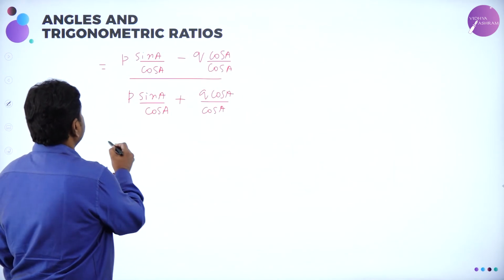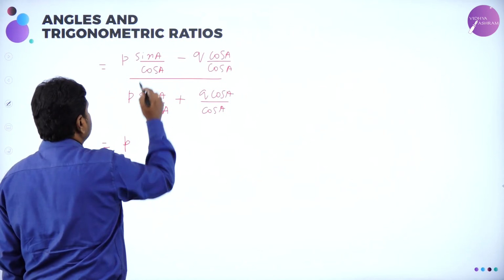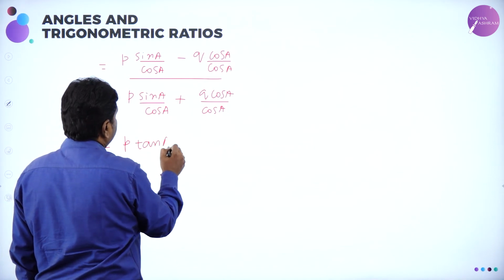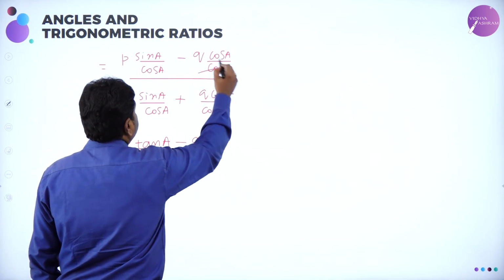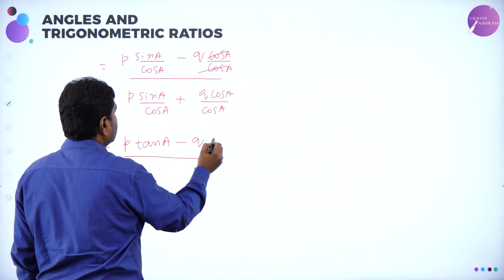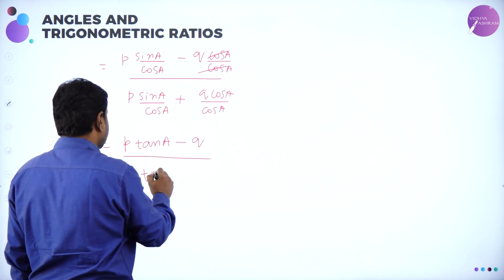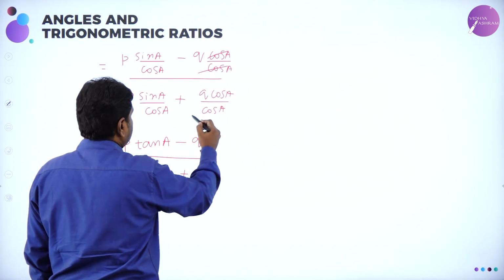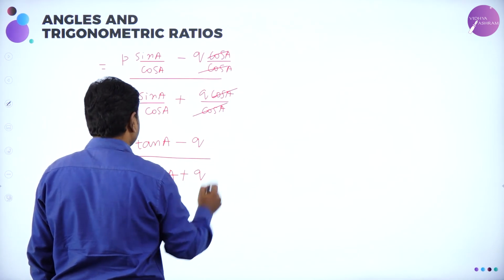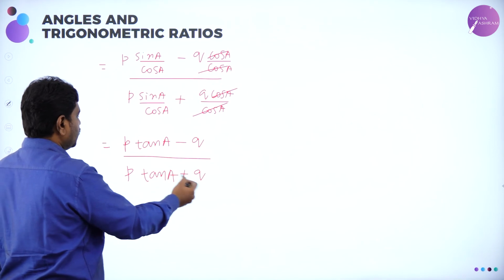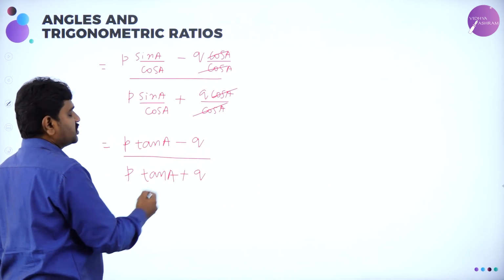Why? Because sin becomes what? Sin by cos is what? Tan. Sin a by cos a is tan a, minus q. Cos a cancels, q into 1 is q, and p into sin a by cos a is again tan a, plus cos a cancels. You are left with q. So p tan a minus q divided by p tan a plus q, we got.